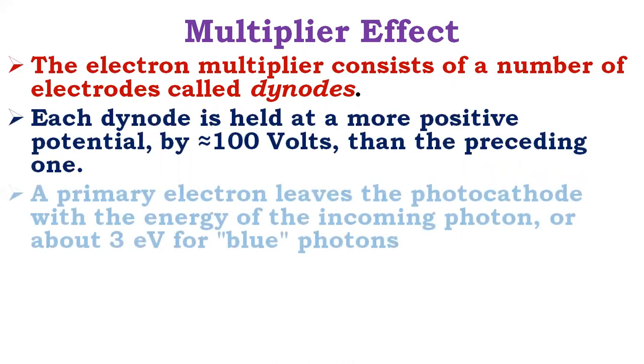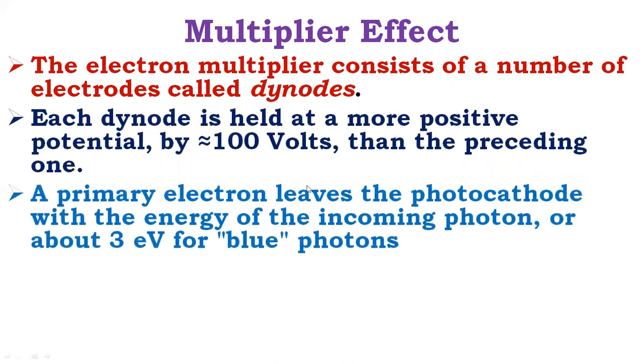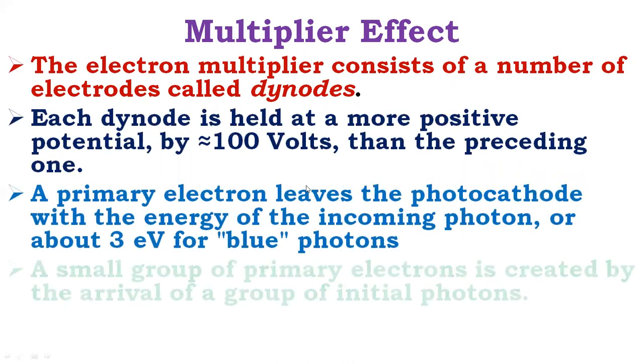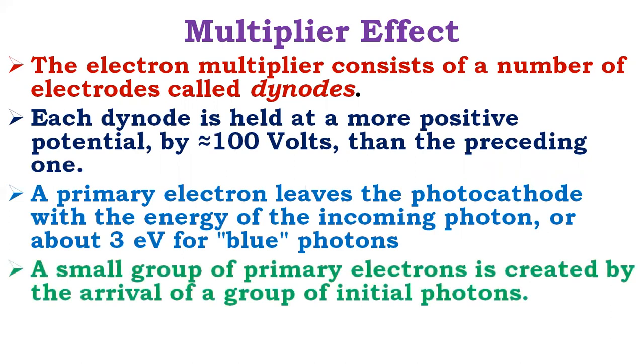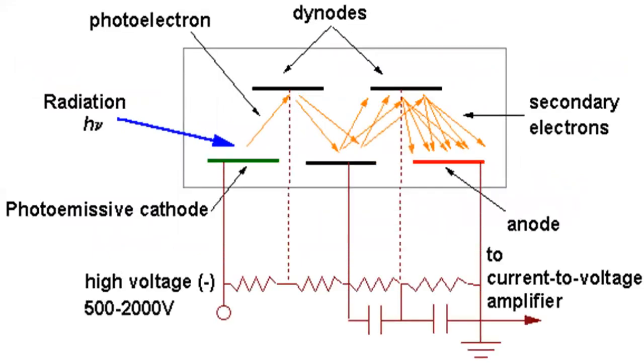For blue photons, a small group of primary electrons is created by the arrival of a group of initial photons. The primary electrons move towards the first dynode because they are accelerated by the electric field. They each arrive with 100 electron volts of kinetic energy imparted by the potential difference. Upon striking the first dynode, more low-energy electrons are emitted, and these electrons are in turn accelerated towards the second dynode.